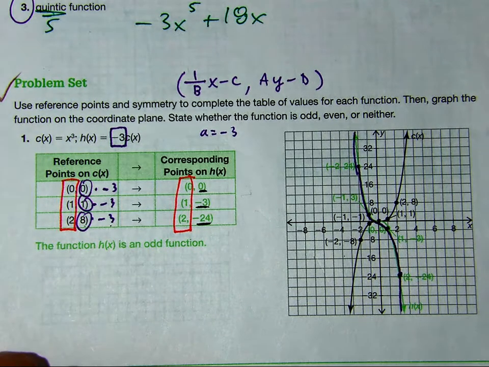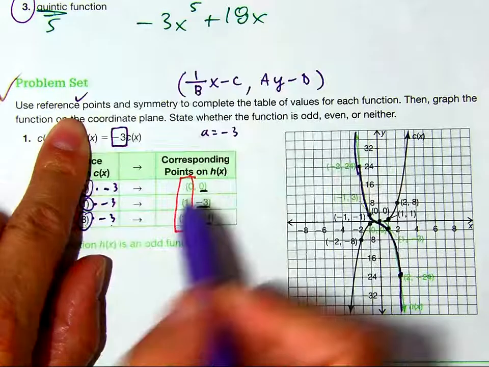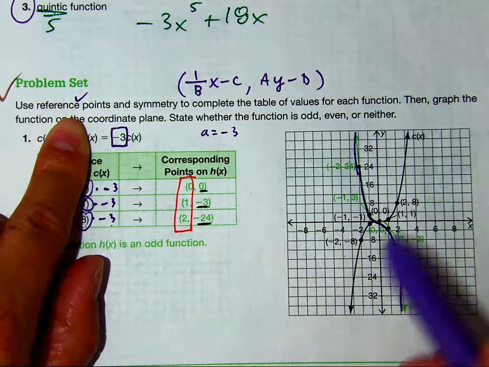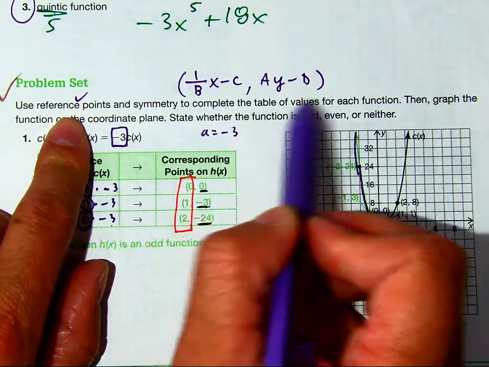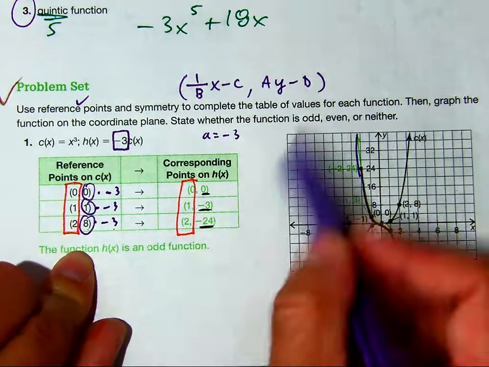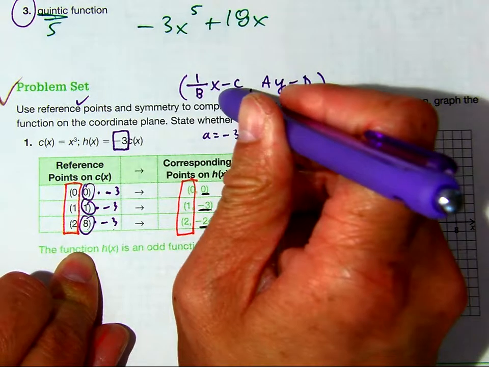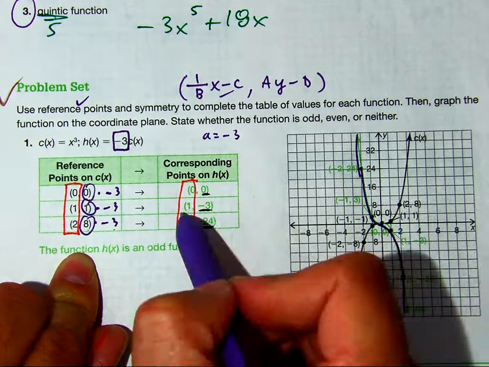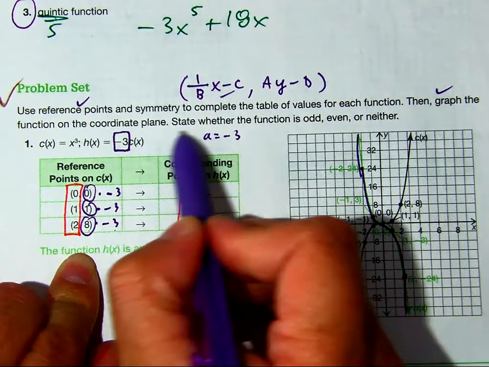Okay? So use reference points. Our reference points are these 3 plus the other 2 I just found, and symmetry to complete the table of values. So we use the table of values just using your A, B, C's, and D's. Do you guys notice what I'm doing? With every verb, I'm completing a check. It says complete the table of values, so I did that. Then graph it. We graphed it. Then state whether the function is odd, even, or neither.